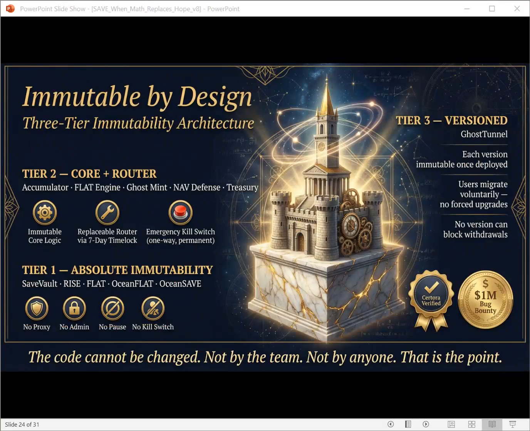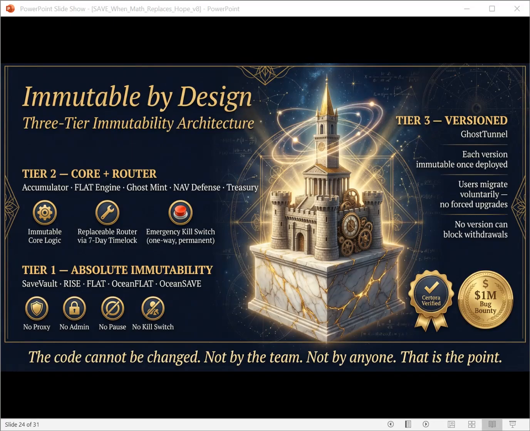But what if the team changes the rules? They cannot. The architecture is designed in 3 tiers of immutability. Tier 1, absolute immutability: the SAVE vault, rise token, flat token, both oceans. None of these smart contracts are changeable. They are immutable. There are no admin keys, no proxy contracts, no upgrade path. No one on earth can modify them. Not the founders, not a court order, not a nation state.